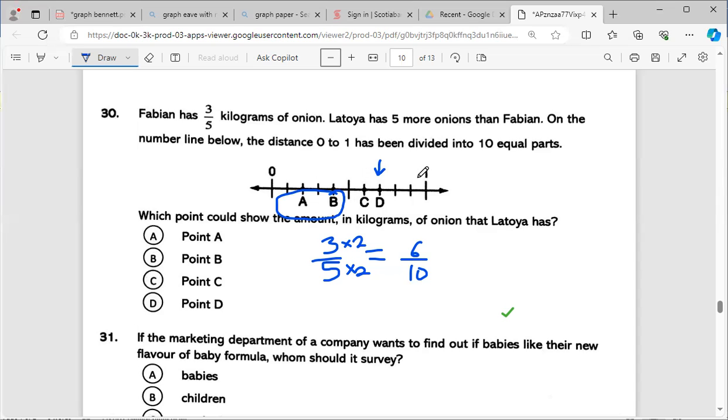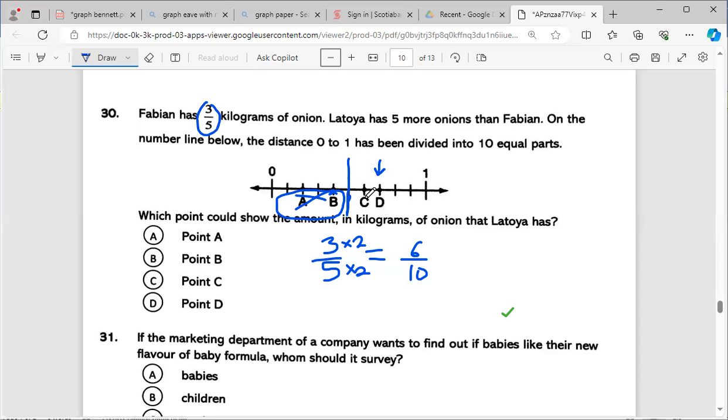So guys, this was an equivalent fraction in a disguised way, basically. Or they want to test your number line skill, right? Because look at it, each stroke adds up to 10. So from 0 to 1 is 10. So what they did, they gave you 3/5. But if we understand fractions, we know that 3/5 is greater than a half. That means we can eliminate these immediately. It couldn't be these, because it says Latoya has more onions than Fabian.